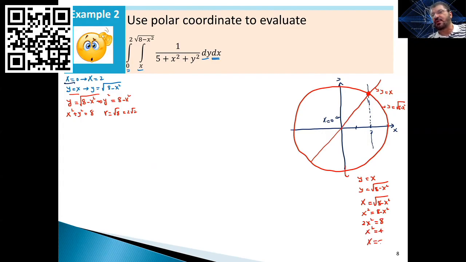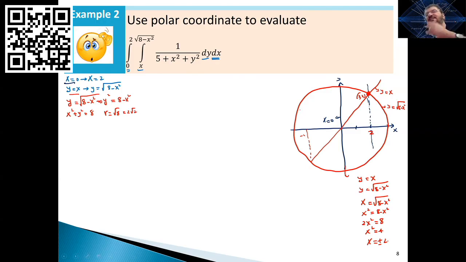So x is equal plus minus what? 2. Here is 2, guys, and this is on the x-axis. Here is negative 2. So this line crosses the circle at what? At x equal 2 and negative 2. So what's this point here, by the way? This point is (2, 2).